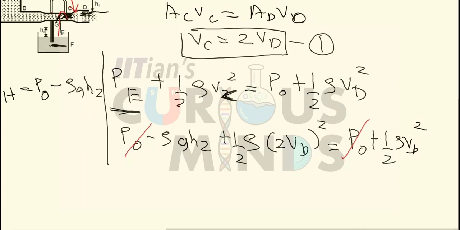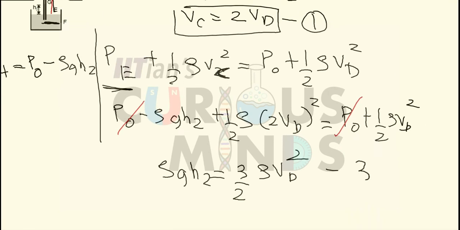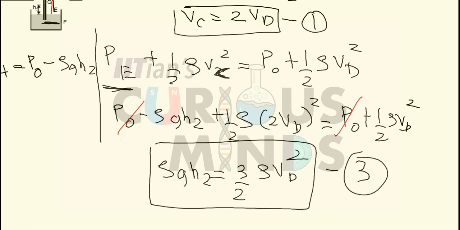Just one last equation before we get the answer. Rho g h2 will be equal to half rho Vc square minus half rho Vd square. When I calculate the value, rho g h2 comes out to be 3 by 2 rho Vd square. Let this be the next equation. Now I have to find just one last value.